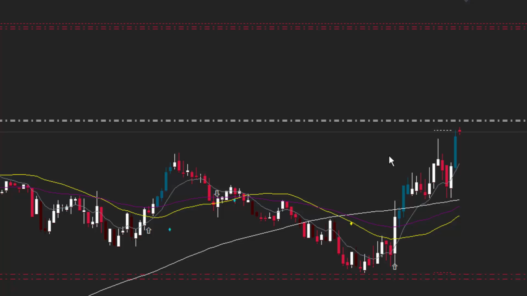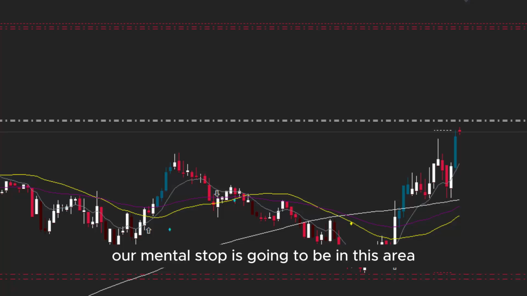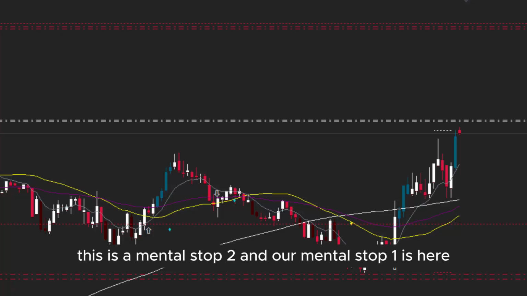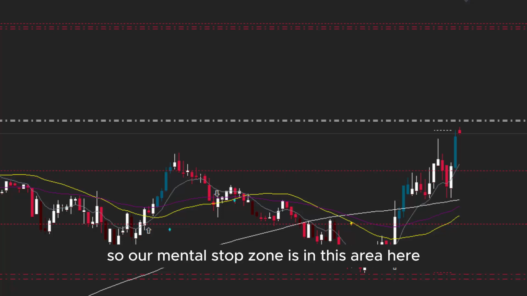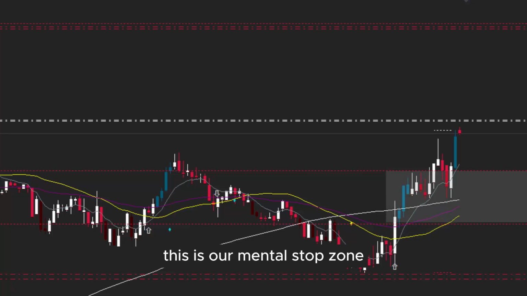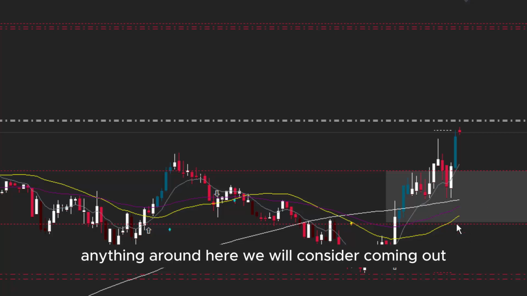Now, our mental stop is going to be in this area. This is mental stop 2, and our mental stop 1 is here. So our mental stop zone is in this area here. Anything around here we will consider coming out.